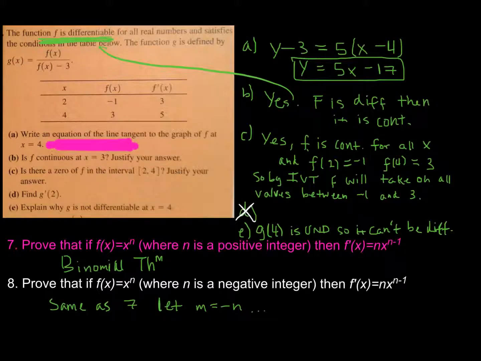For number 2, for part B, how do you know it's continuous? Well, you're told it's differentiable for all real numbers, and if something's differentiable, then it is continuous at that value.